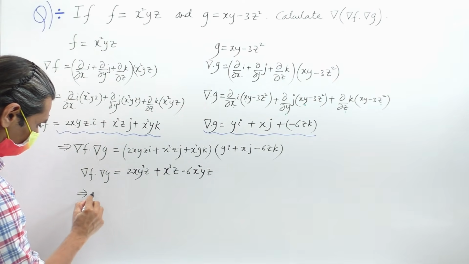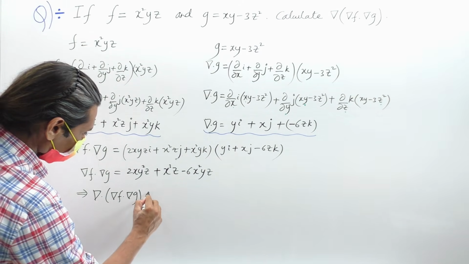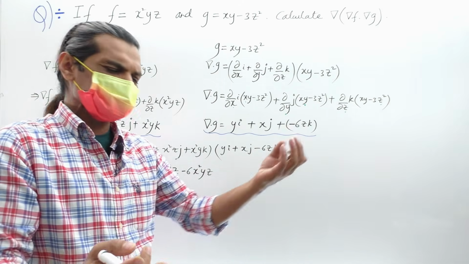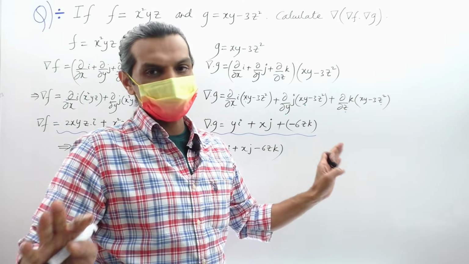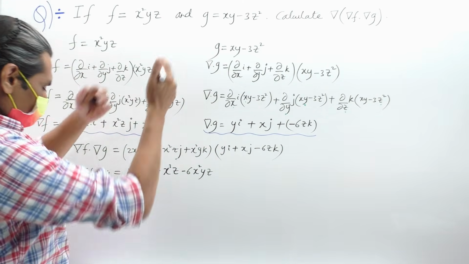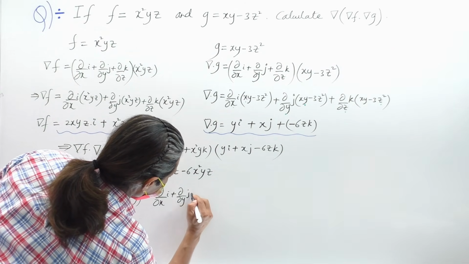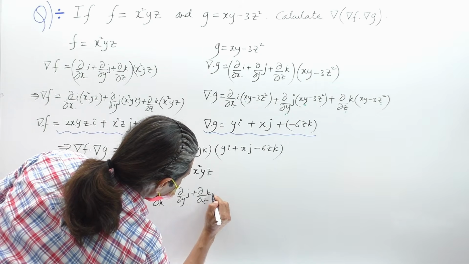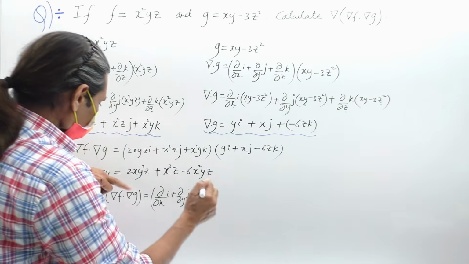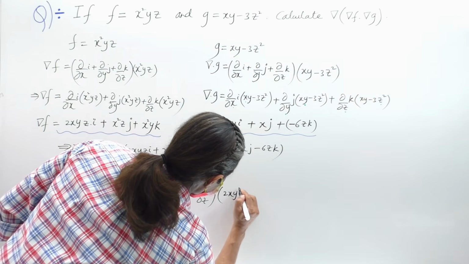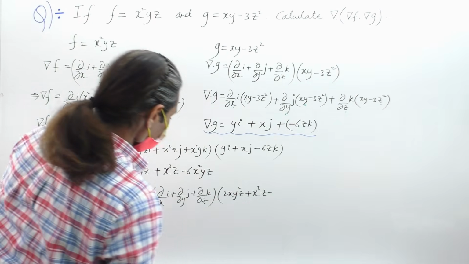Again, del of (del f · del g) is equal to, what is del? Simple here. The meaning of the differential operator del is ∂/∂x of i plus ∂/∂y of j plus ∂/∂z of k. So again apply del here. What is del? ∂/∂x of i plus ∂/∂y of j plus ∂/∂z of k, applied to the product here, del f · del g, which is 2xy²z plus x³z minus 6x²yz.